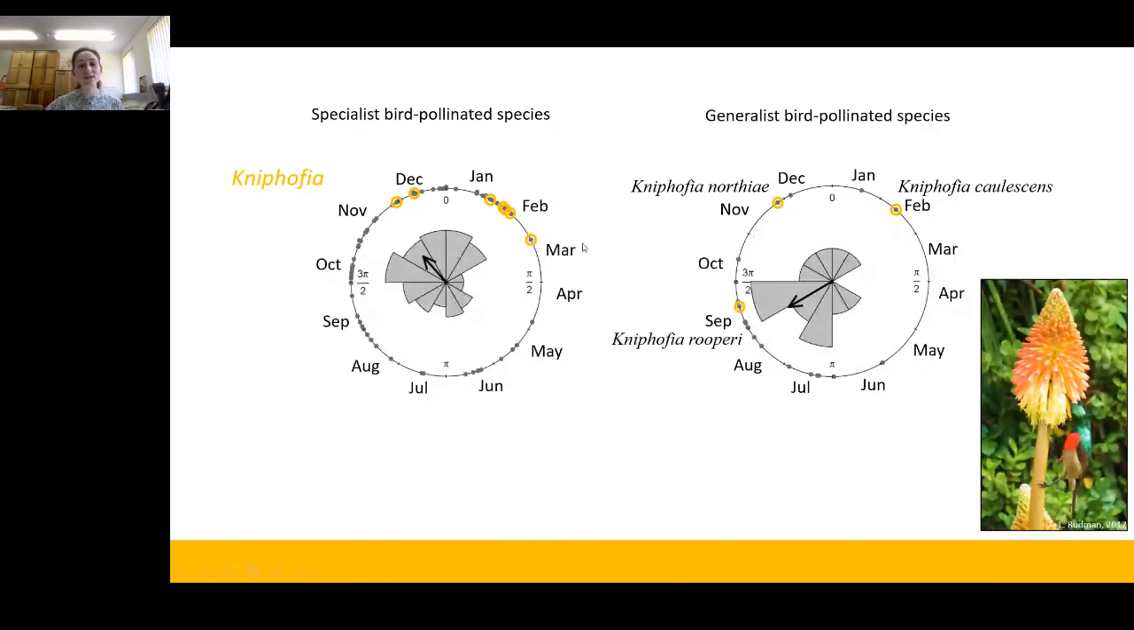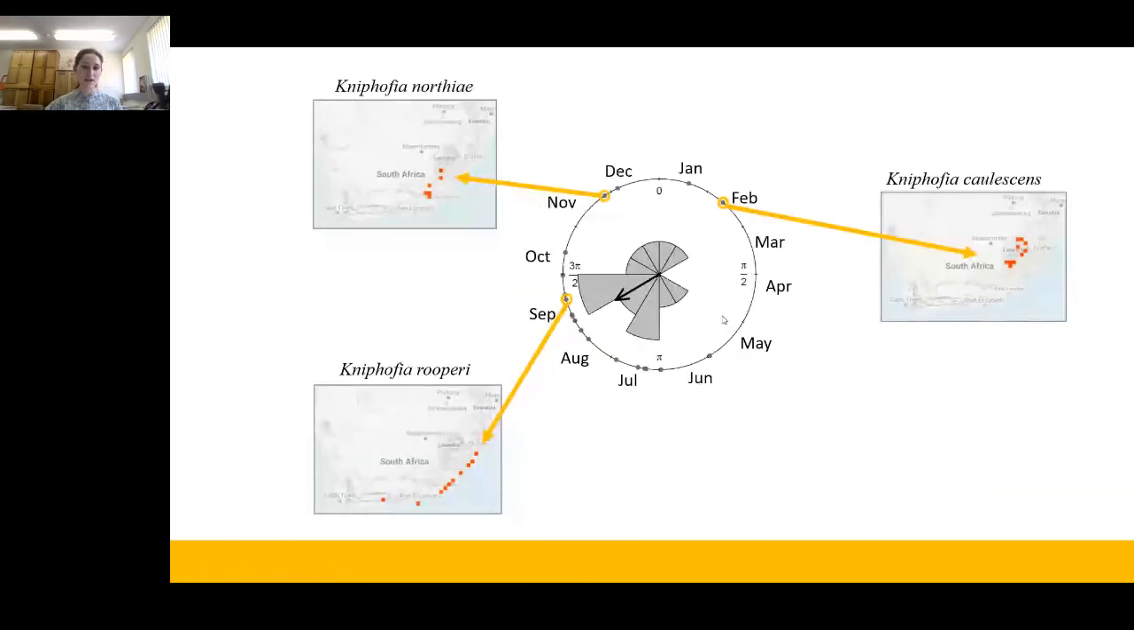So in the genus Niphophia, you can see that in both specialist and generalist bird-pollinated species, most of the Niphophia flower in summer, with the exception of Niphophia ruperi. Now, when we look closer at these generalist bird-pollinated species, we see that the two that flower in summer occur at high altitudes, whereas Niphophia ruperi, which only occurs along the coast, flowers in winter or early spring.